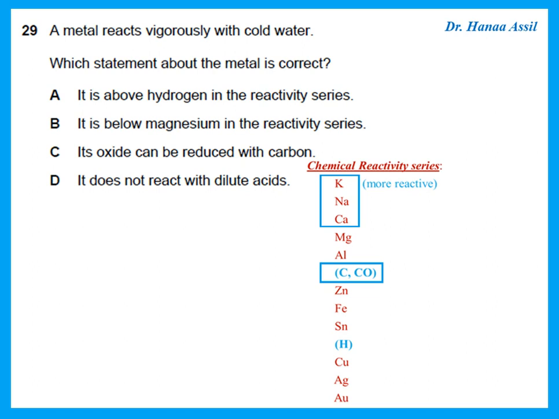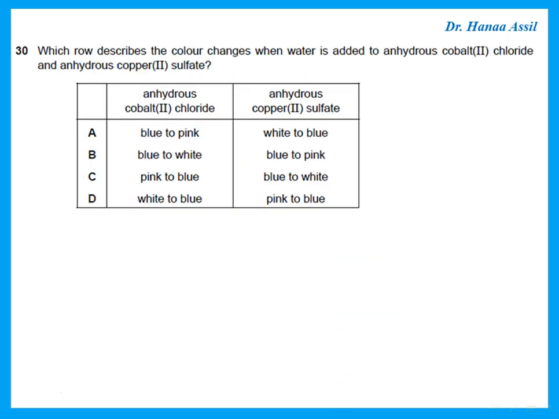Below magnesium? No. So actually the statement that is correct is 1. The only one that is correct is 1. It's above hydrogen in the reactivity series. If he says its oxide can be reduced with carbon, no, we said to be reduced with carbon, it has to be below carbon. It does not react with acids, no. If it reacts vigorously with cold water, that means it is more reactive than hydrogen. That means it would react with acids.